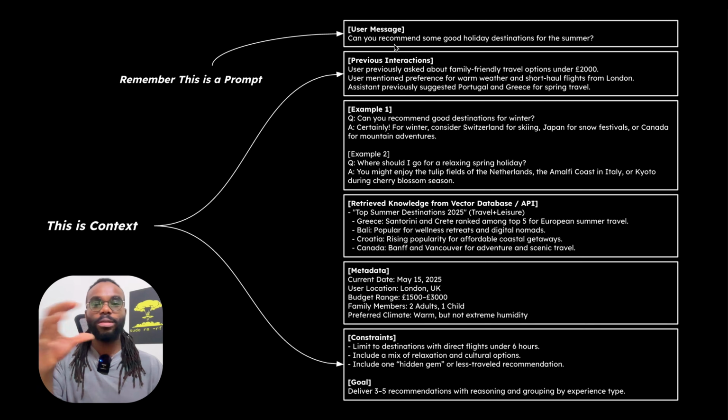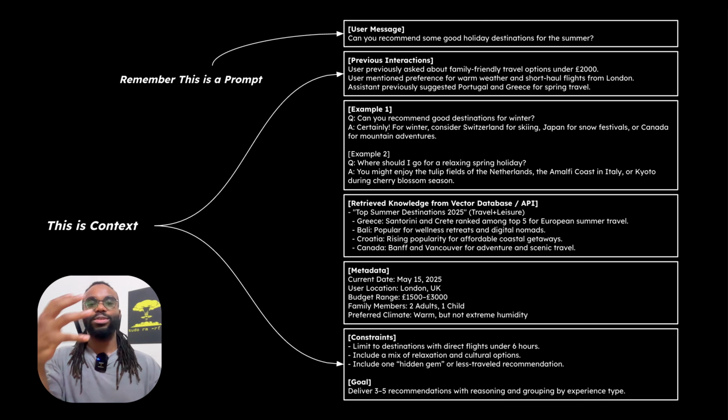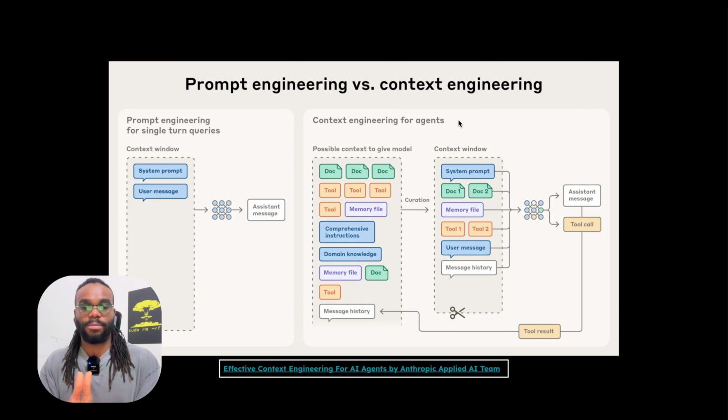Context is all the information that is used to provide background information, scenario information, problem domain information, so that the LLM can use that context to better answer a user query. Context is additional information related to the actual user query or prompt. Anthropic put out this very good piece called Context Engineering for AI Agents, and they show the difference between prompt engineering and context engineering.